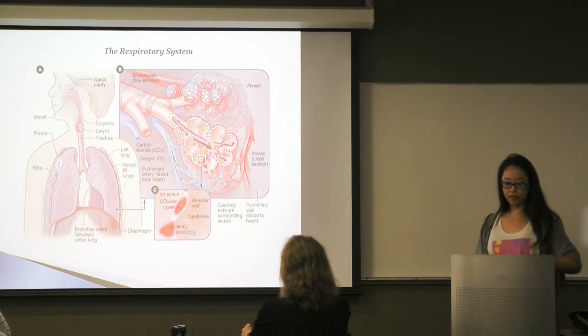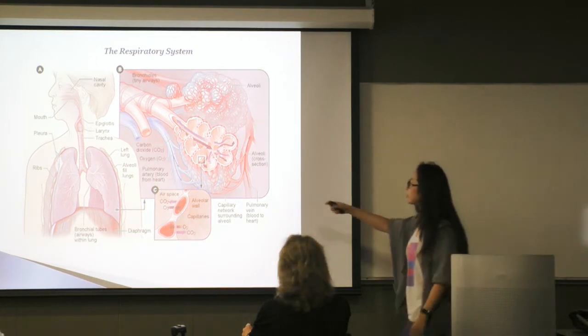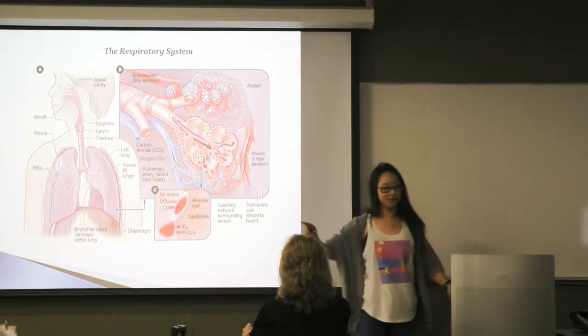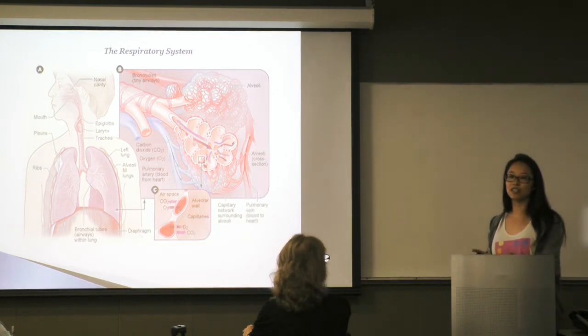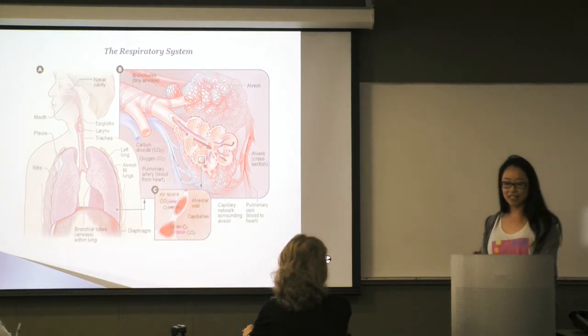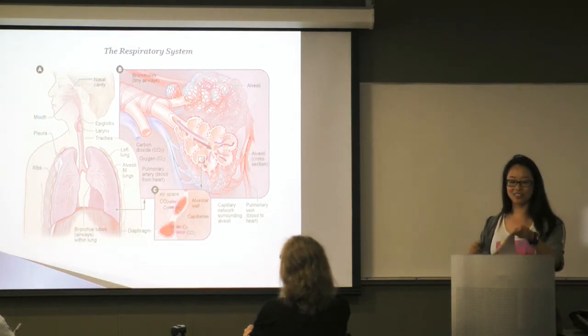Oh, and fun fact, we have about 300 million of these little alveoli. And if we were to spread them all out, it would span about 1,500 square feet. And it's actually more surface area than our skin. I thought that was really interesting.